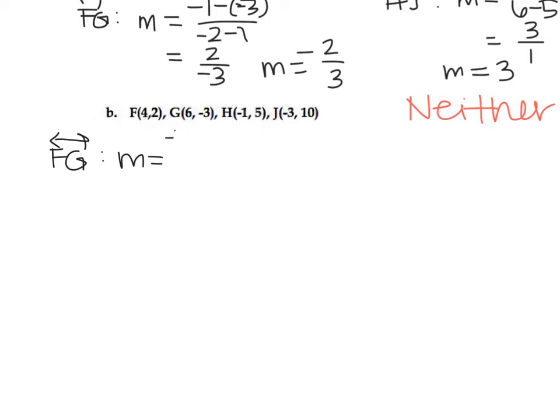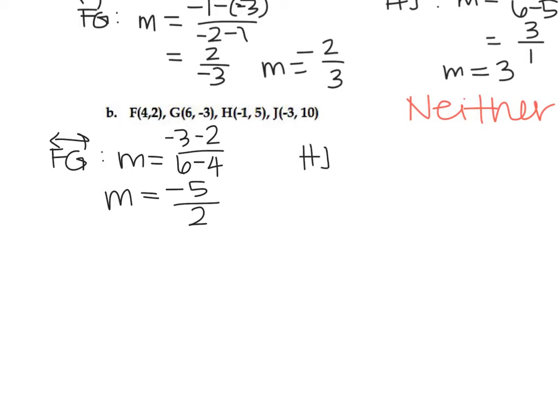So we're going to have -3 minus 2 over 6 minus 4. -3 minus 2 is -5. 6 minus 4 is 2. And -5 halves does not simplify, so that is the slope of our line.